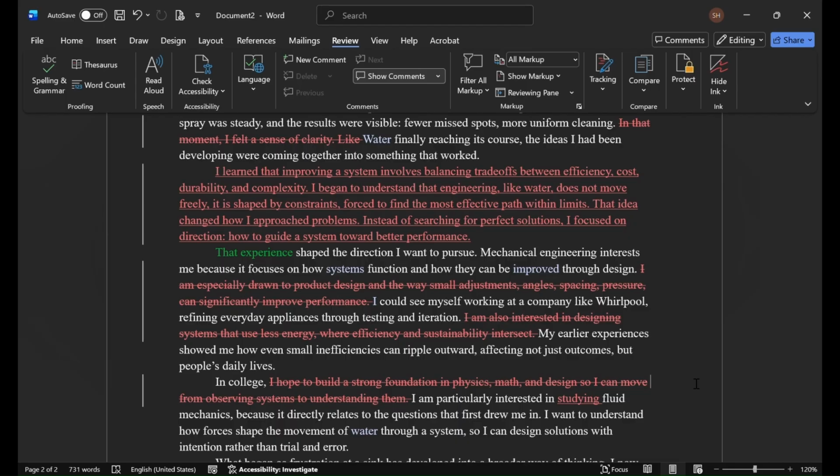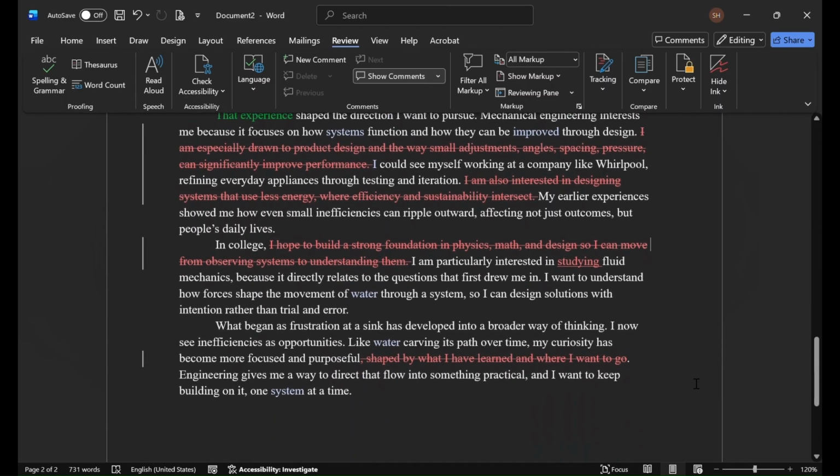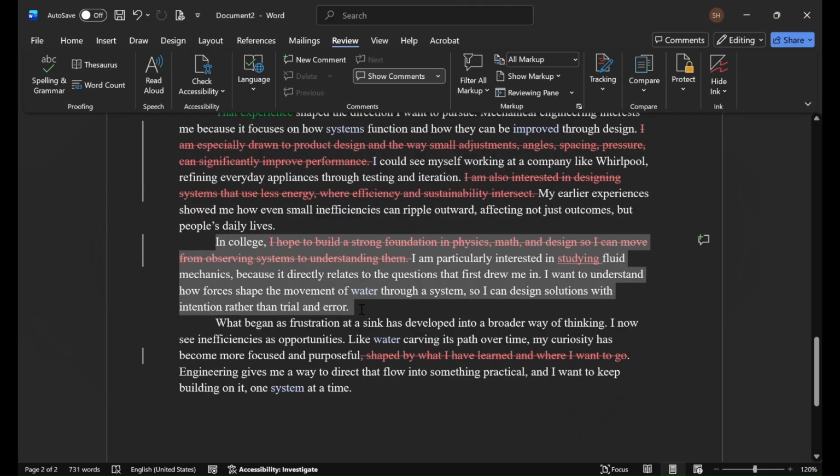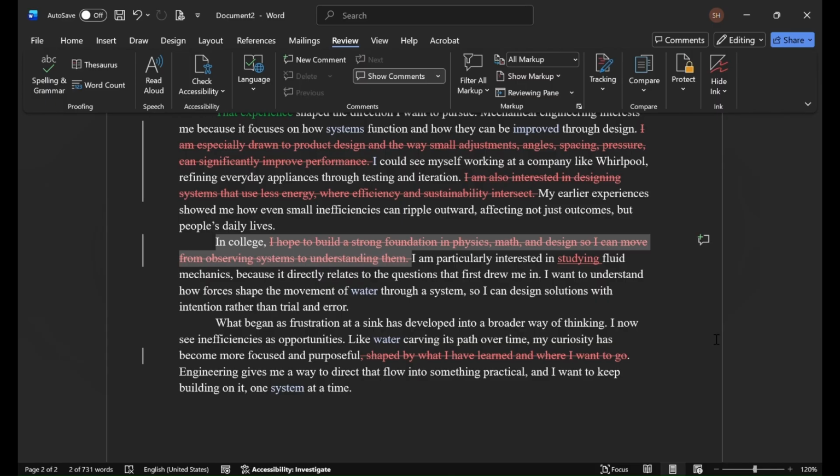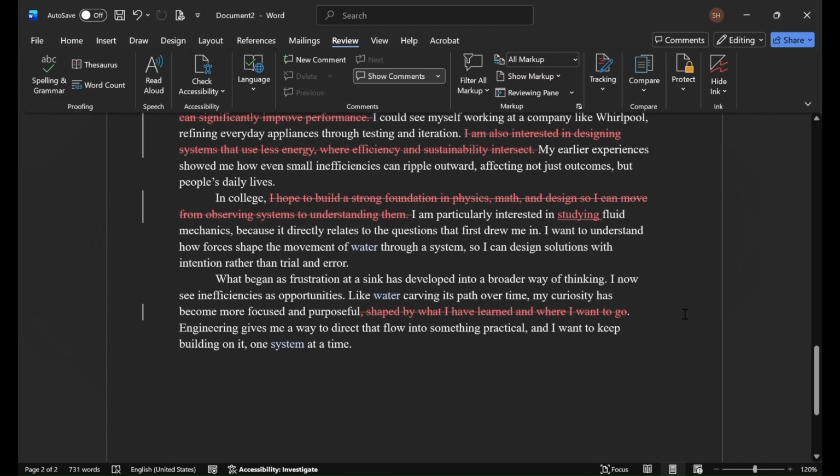And here in the next paragraph, we have the discussion about the mid-range goals, right? Majoring in engineering and picking a particular class to sort of talk about, which in this case was fluid dynamics. And so the first sentence saying here, I hope to build a strong foundation in physics, math, and design, is just very general and doesn't add too much, right? And so in getting the word count down, we just get rid of the general statements and keep in the more specific examples.